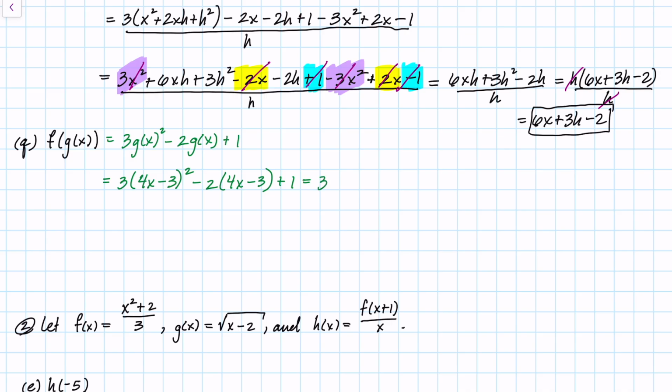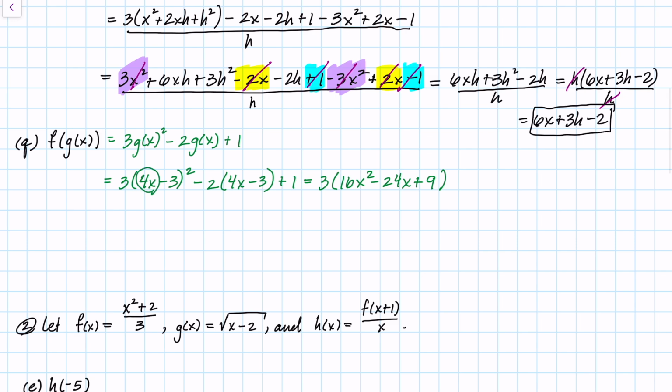So this is going to be 16x squared minus 24x plus 9. And here I'm just doing the FOIL technique. So I'm doing this one squared, and then I'm doing twice as many as this times this, which is 12x. So if you take twice as much as 12x, you're going to get 24x.